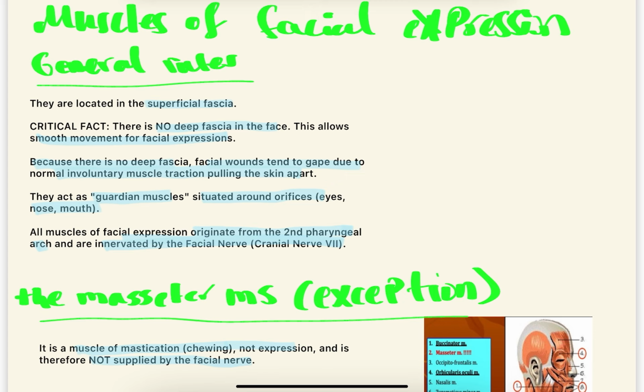Now, because we don't have any deep fascia, what will happen in this case, if we have a facial wound, let's say for example, it will start to gape. So gape as in like become bigger and bigger. Why? Because of the involuntary muscle attraction that's pulling it apart. So it's pulling it apart and we don't have any deep fascia, so therefore it's going to be wider in this case.